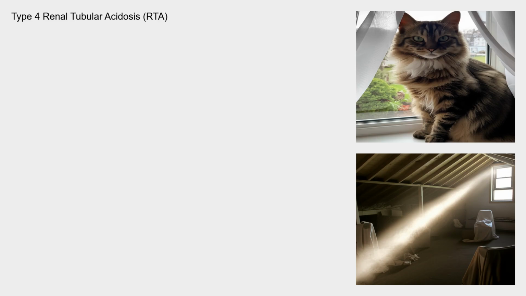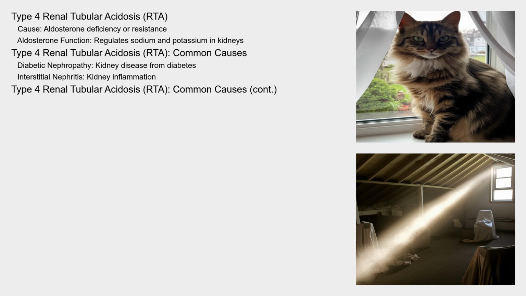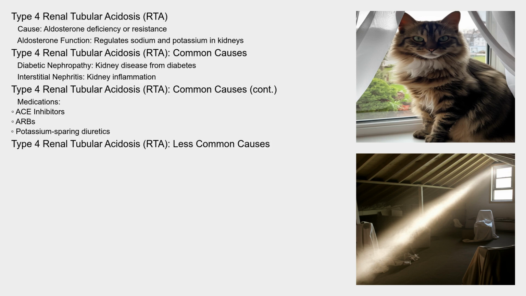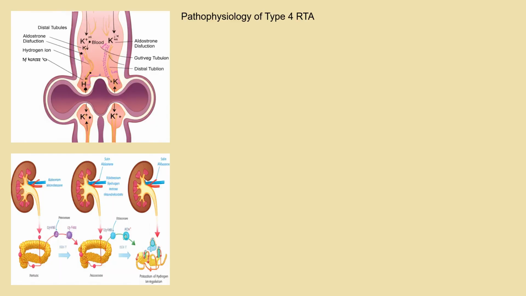Type 4 RTA arises from a deficiency or resistance to the hormone aldosterone. This hormone plays a crucial role in regulating sodium and potassium levels in the kidneys. Common causes include diabetic nephropathy, a kidney disease caused by diabetes, interstitial nephritis, an inflammation of the kidney's tubules and surrounding tissues, and certain medications like ACE inhibitors, ARBs, and potassium-sparing diuretics. Less common causes are adrenal insufficiency, which hinders aldosterone production, and congenital adrenal hyperplasia, a genetic condition affecting the adrenal glands.